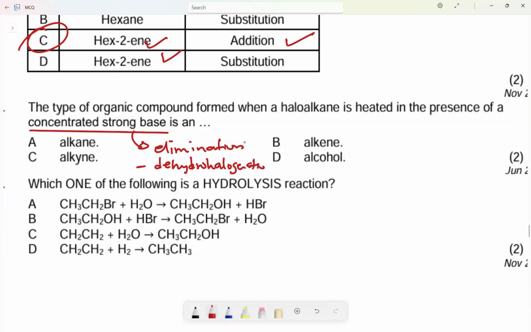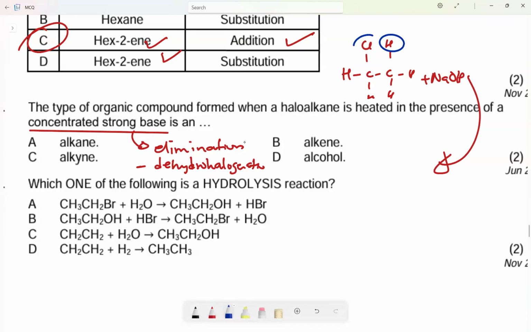That is specifically dehydrohalogenation. And remember, in dehydrohalogenation I'm trying to eliminate hydrogen and the halogen. Let me show you like this: Cl, H, H, H, in the presence of NaOH. I'm eliminating this and this. This H is going to come there and form water, and this Cl is going to form NaCl. But what is left? It is an alkene.